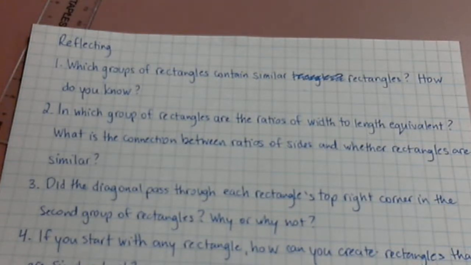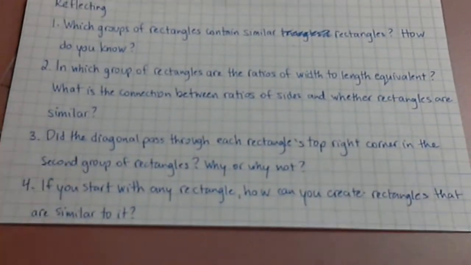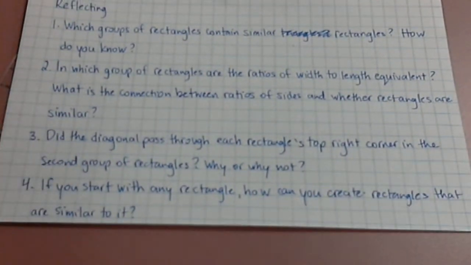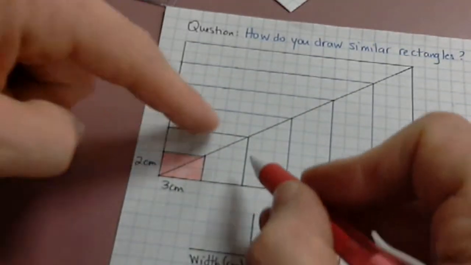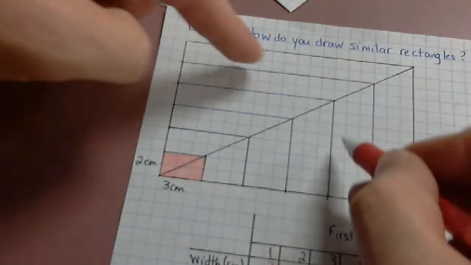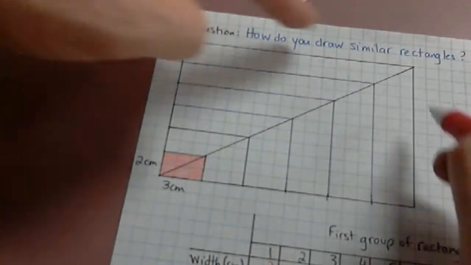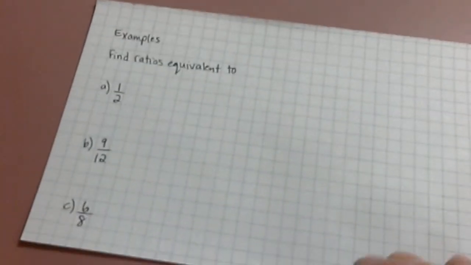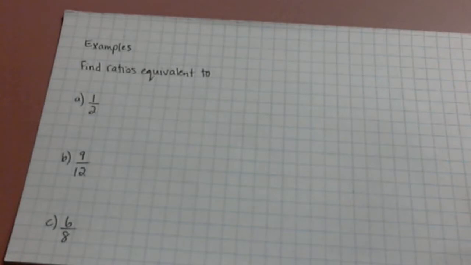Now, the last question there, if you start with any rectangle, how can you create rectangles that are similar to it? Same strategy. You draw a diagonal line from the bottom left into the top right, or bottom right to top left, and just make the two lines of the rectangle meet. And I'll show you this one again. You make them meet at the diagonal line. Okay? That's how you show that they are similar rectangles. Okay? That's how to do that. So we can find some equivalent ratios by using this sort of idea.